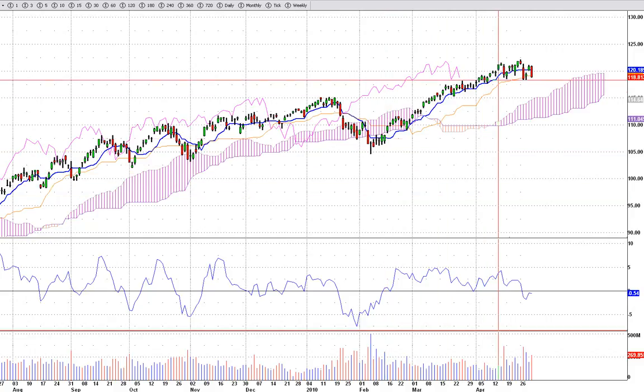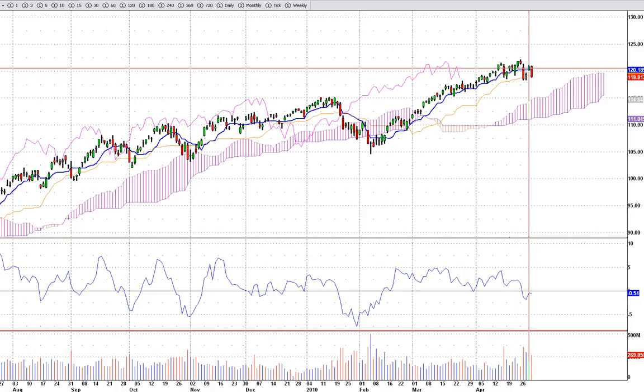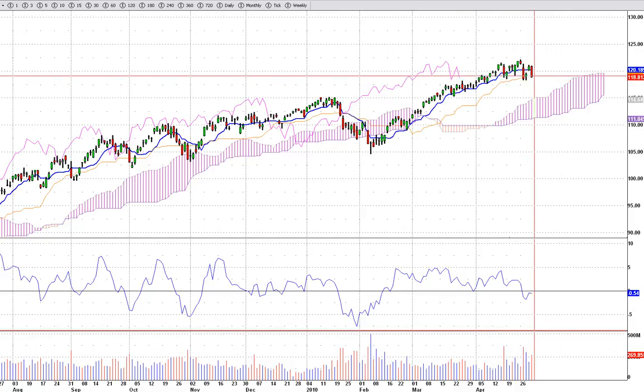So here's the S&P 500. Over here, this is where we are. This is the daily chart. And as you can see, big red candle. It looks like it's going to break these two lines. It didn't look good in Europe on Monday. And here's the cloud here.